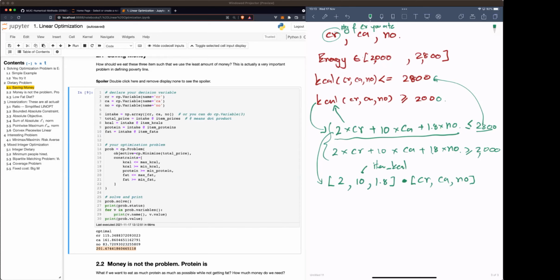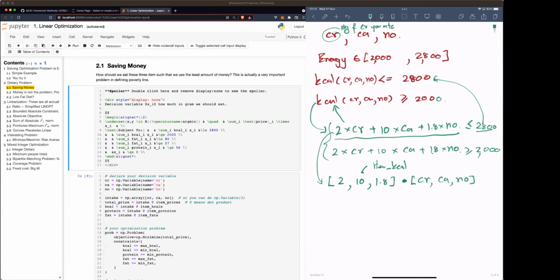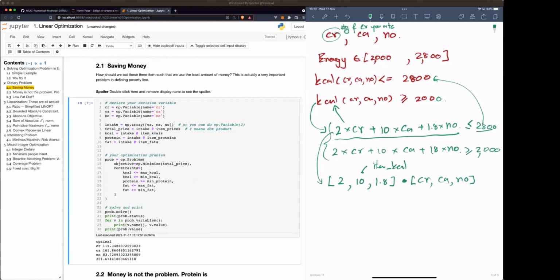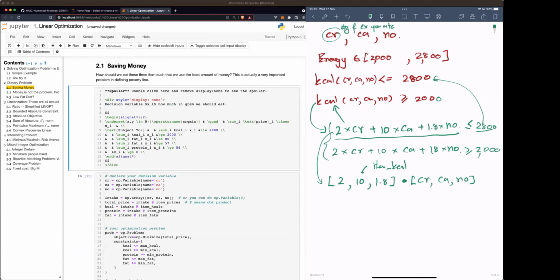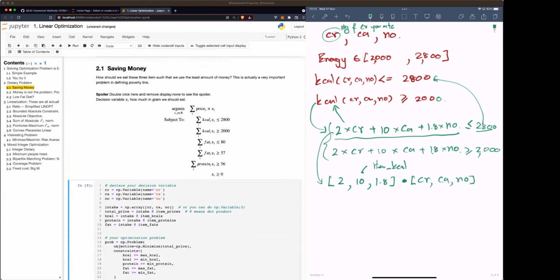Are we good? Any questions so far? Any questions so far against this? If you want to see the spoiler, here's what you do. You double click this guy, and then you remove the display equals none. And then you get it, right? For any of you who know CSS. So this is the problem that you're trying to solve.